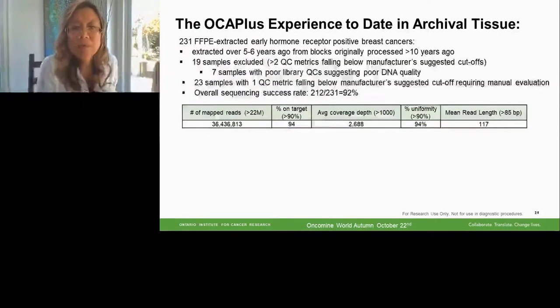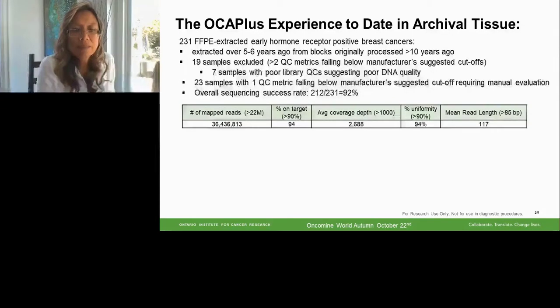To summarize our OCAplus experience to date in archival tissues, since the release of this assay we've now processed 231 early hormone receptor positive breast cancers. These are DNAs that were extracted 5 to 6 years ago from blocks that were originally processed over 10 years ago.